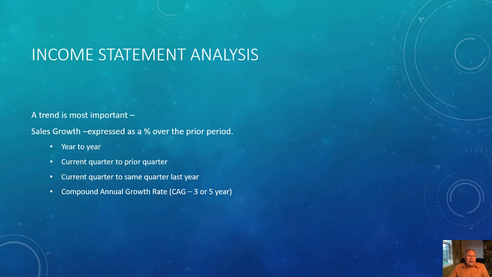We oftentimes look at compound annual growth rate, what's happening over a 3 or 5 year period. Again, we're looking at trends in sales. What is it telling us? Because then we look at the strategies and say, are the strategies the firm is trying to execute actually working? And then if it hasn't started, based on what we've seen, do we think that strategy is going to work out?